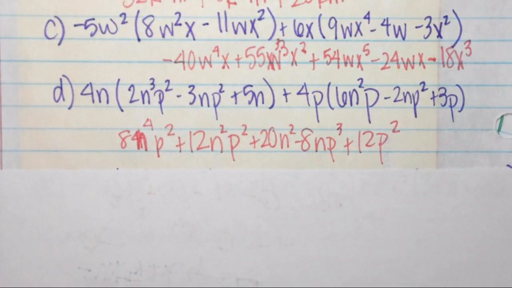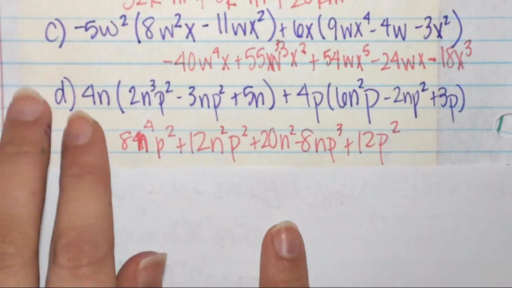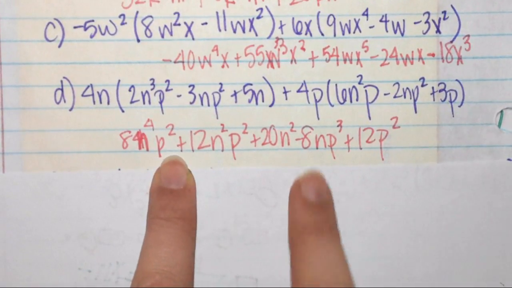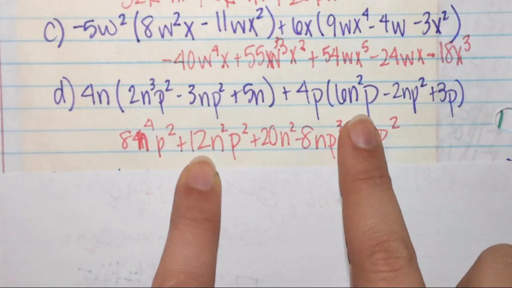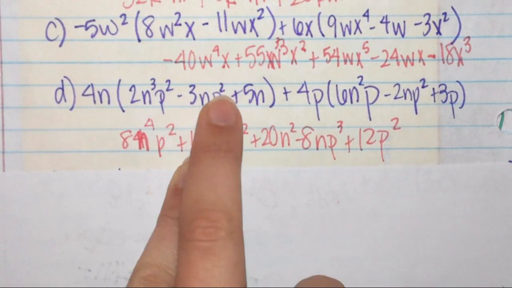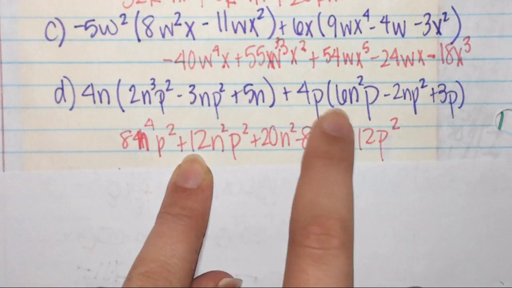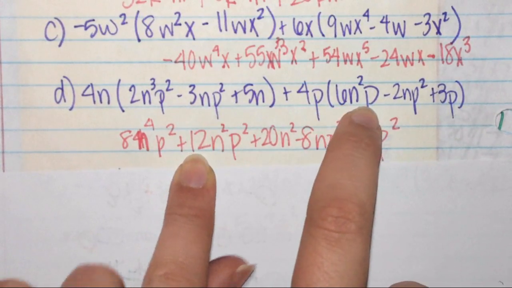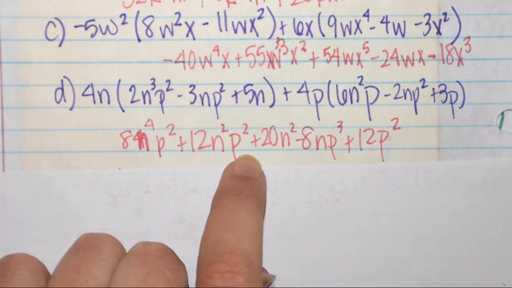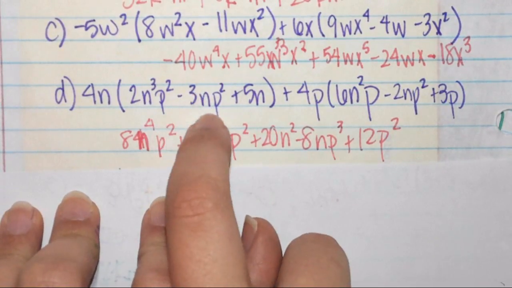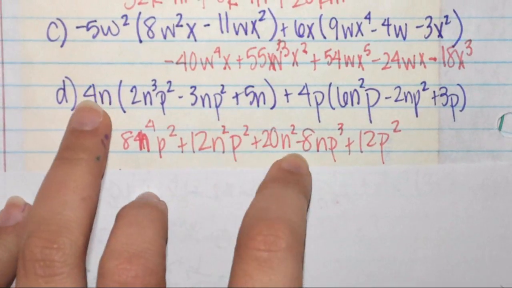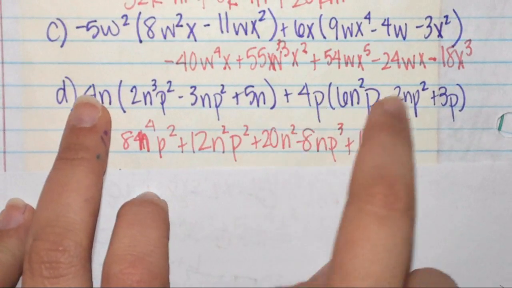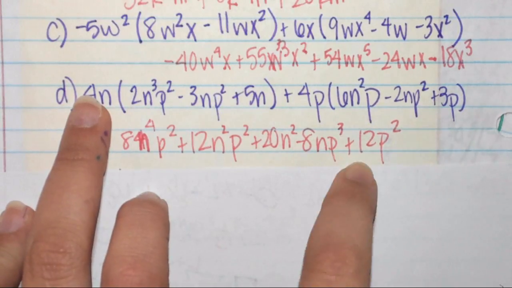Alright, so that's what I got for D. So 8 n to the 4th p squared plus 12. I think that should be a minus. No, it'll be a plus because you combine those. Okay, so this becomes negative 12 n squared p squared. This becomes 24 n squared p squared, so you combine those and get 12 n squared p squared. And then 20 n squared, minus 8 n p cubed plus 12 p squared.